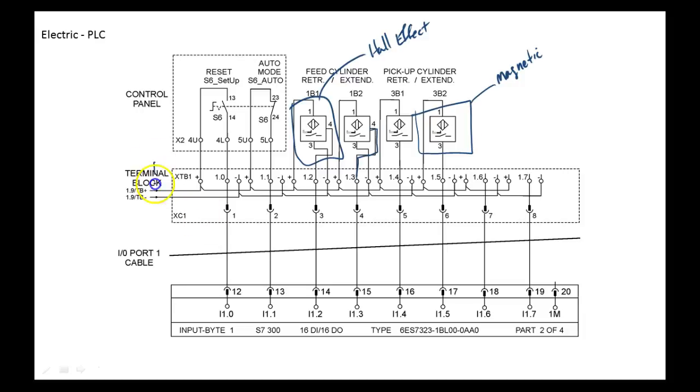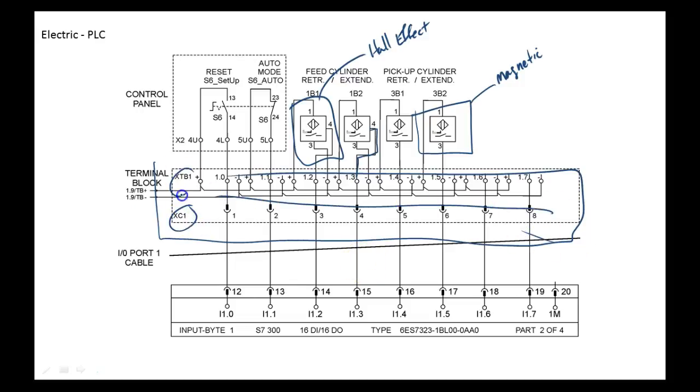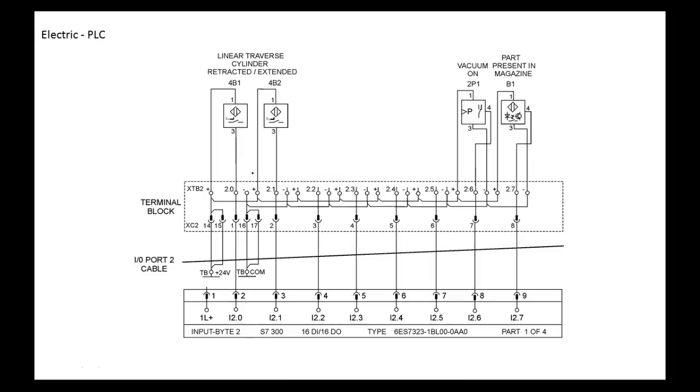This is the terminal block right here, and then this right here is the cable. So those are the terms they're using. It looks like they're using XC1 for the cable and XTB1 for the terminal block. Are we okay? This is the one I wanted to show y'all. So here we go.